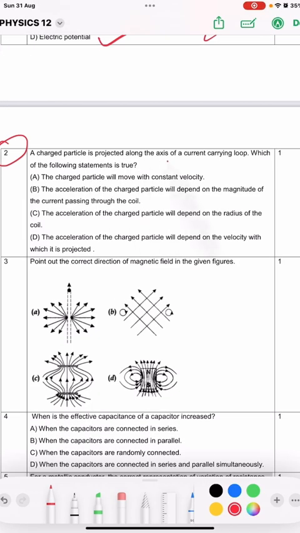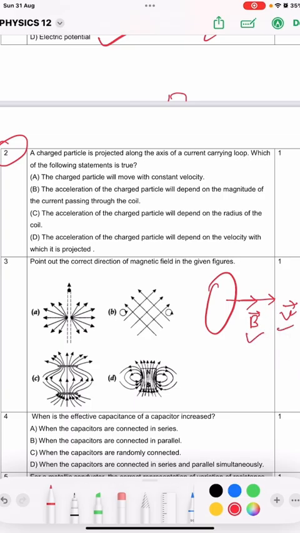A charged particle is projected along the axis of the current carrying loop. So this is the current carrying loop. And the charged particle is being sent along the axis of the loop. So this is velocity. And the magnetic field is also along the axis only, either away from the axis or towards the axis. That depends upon the direction of the current flowing through the loop.